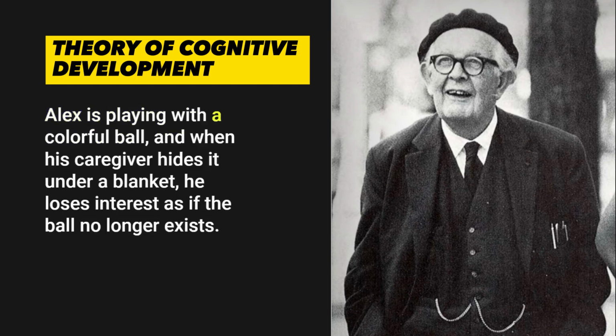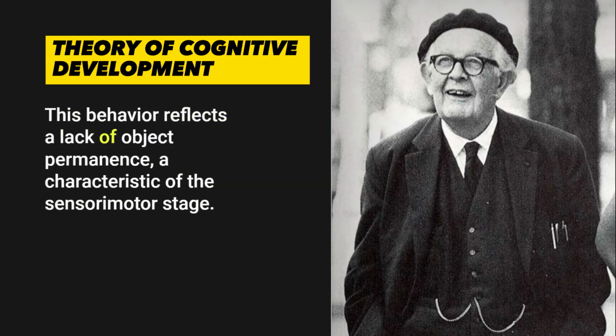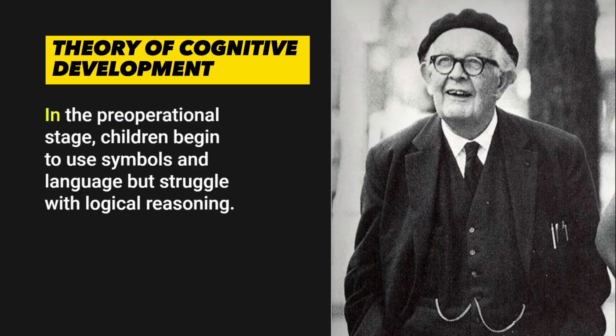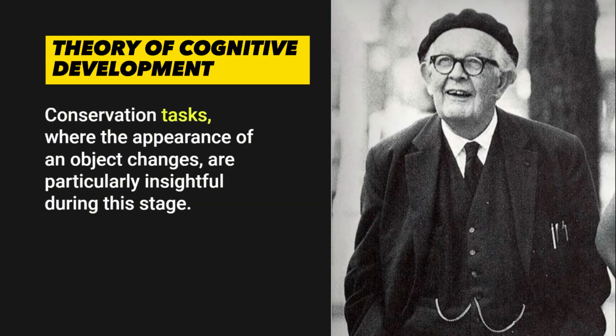Alex is playing with a colorful ball, and when his caregiver hides it under a blanket, he loses interest as if the ball no longer exists. This behavior reflects a lack of object permanence, a characteristic of the sensorimotor stage. 2. Preoperational Stage. In the preoperational stage, children begin to use symbols and language but struggle with logical reasoning. Conservation tasks, where the appearance of an object changes, are particularly insightful during this stage.